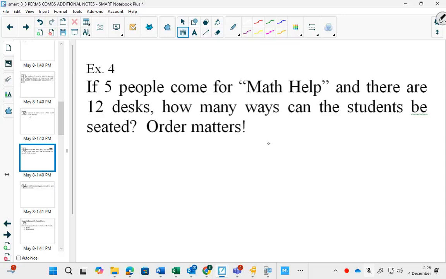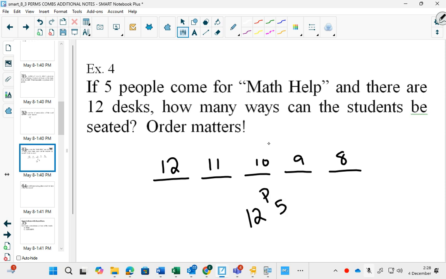In this case, there's only 5 decisions, because person 1 comes in, they have to decide where they're going to sit. Then person 2 makes a decision, 3, then 4, then 5. And since there's 12 desks, that's how many choices we have for person 1. Then person 2 comes in, and how many choices do they have? 11, right, because it's very awkward if you come in for math help and decide to sit on somebody else's lap. So we'll go with 11 there. And then 10, and then 9, and then 8, and this is the same as 12P5.